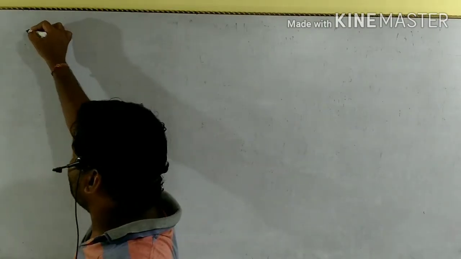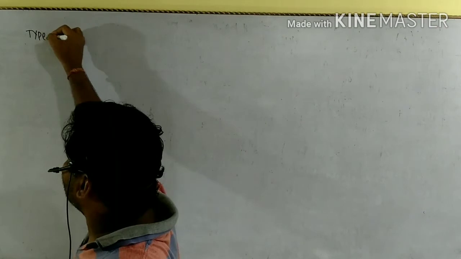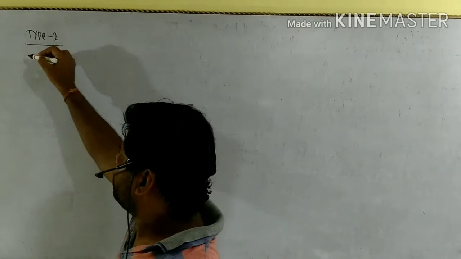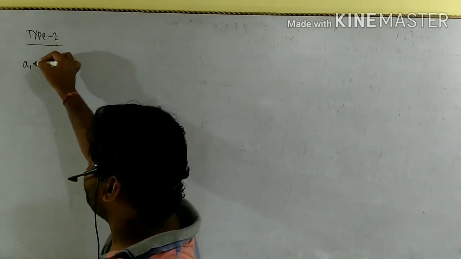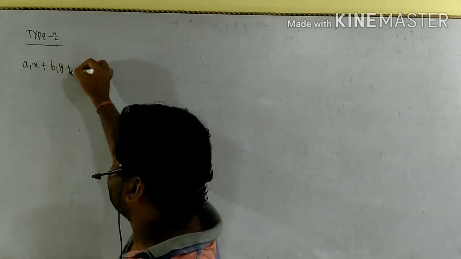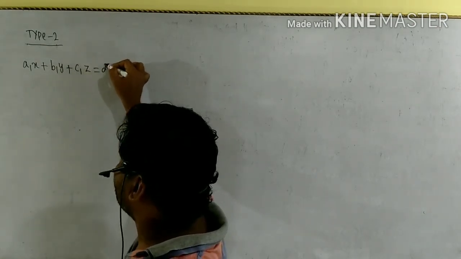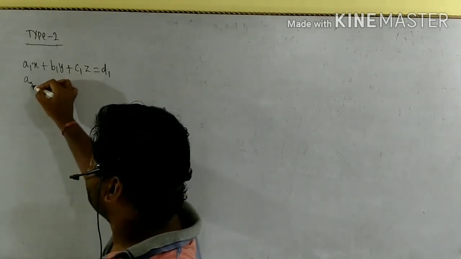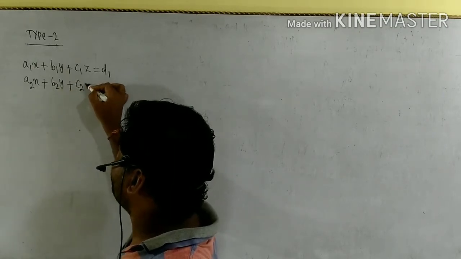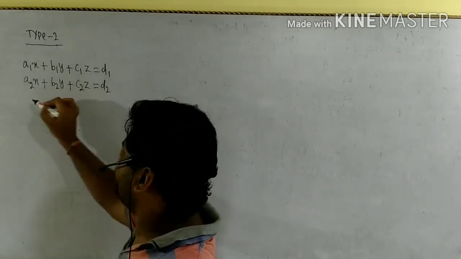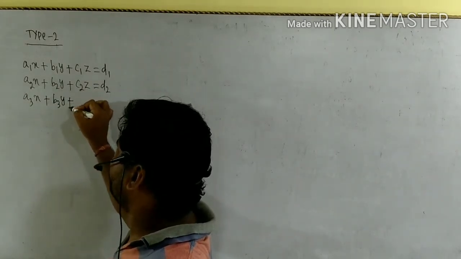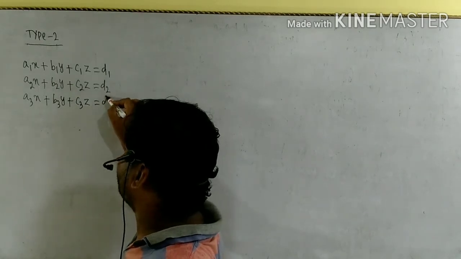Okay. Type 2. Now, suppose a set of linear equations having 3 variables, that is a1x plus b1y plus c1z equal to d1, a2x plus b2y plus c2z equal to d2, a3x plus b3y plus c3z equal to d3.